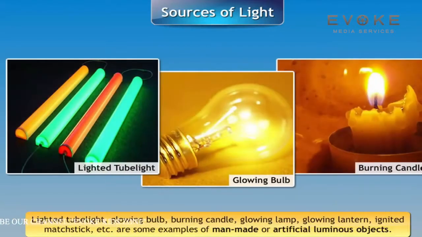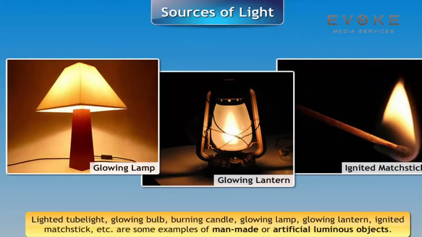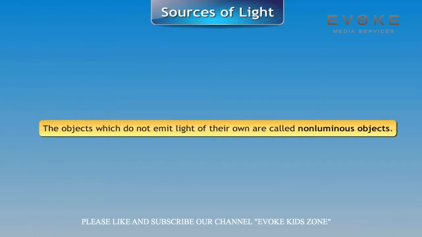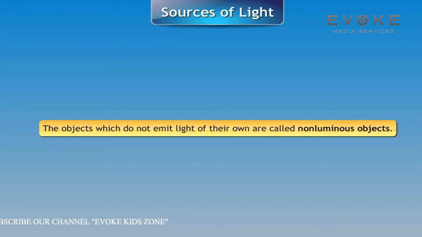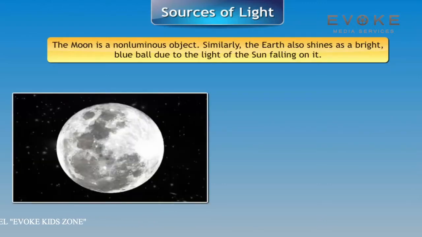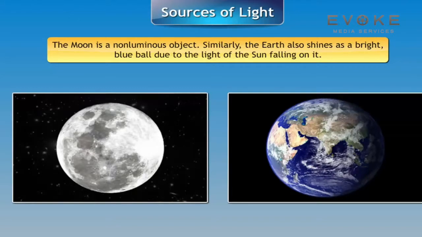Lighted tube light, glowing bulb, burning candle, glowing lamp, glowing lantern, ignited matchstick, etc. are some examples of man-made or artificial luminous objects. The objects which do not emit light of their own are called non-luminous objects. For example, the moon is a non-luminous object. Similarly, the earth also shines as a bright blue ball due to the light of the sun falling on it.